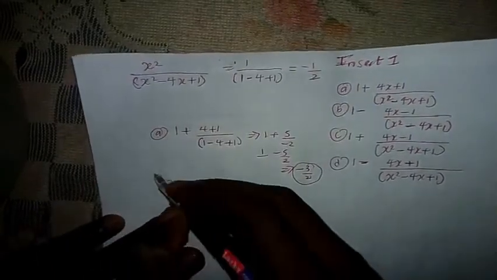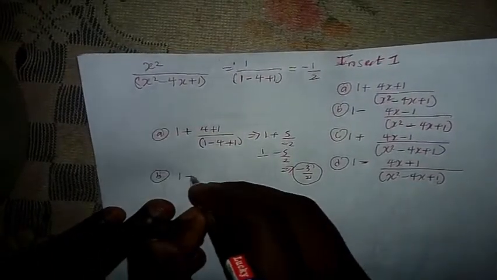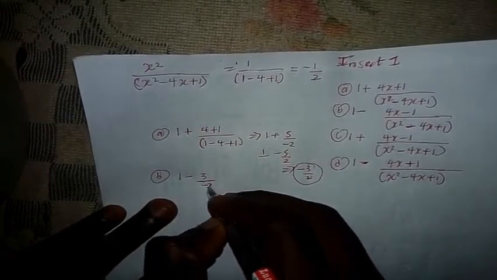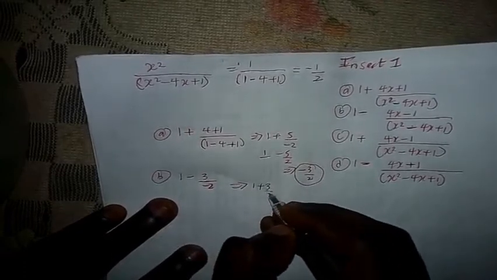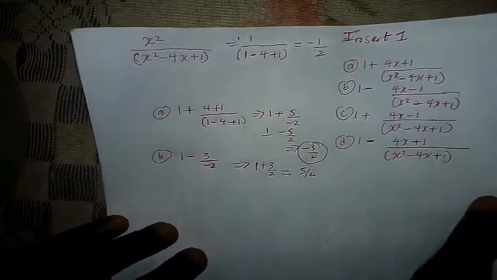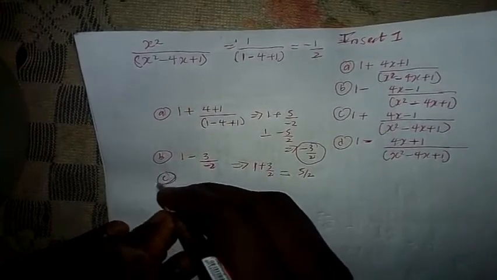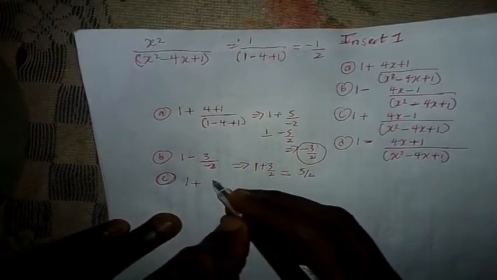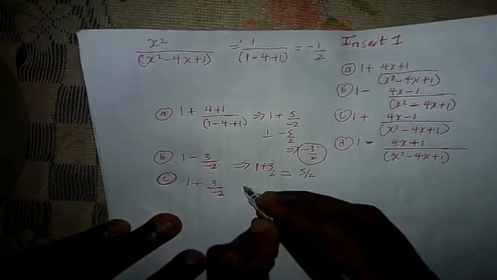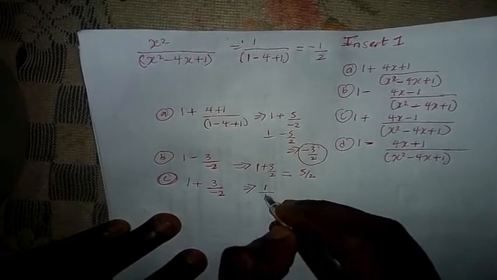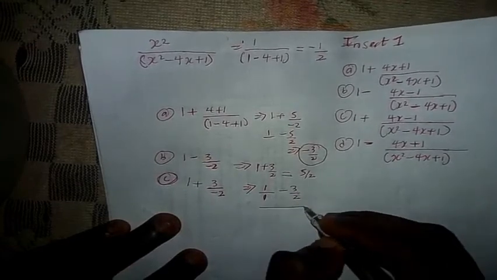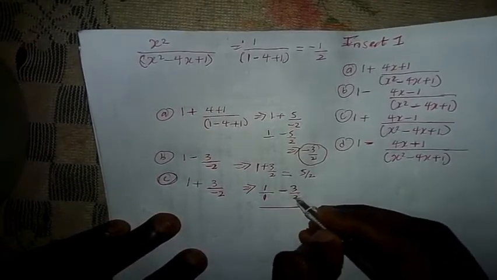Then this B is 1 minus 4 minus 1, that's 3 over minus 2. This is 1 plus 3 over 2, and I don't need to be doing this one. This one also is 5 over 2. And C is 1 plus 4 minus 1, that's 3 over minus 2. Let me do this one, because this should be the answer. My 1 minus 3 over 2 should be the answer, because we've been testing and we didn't get the answer. Let's do this one.